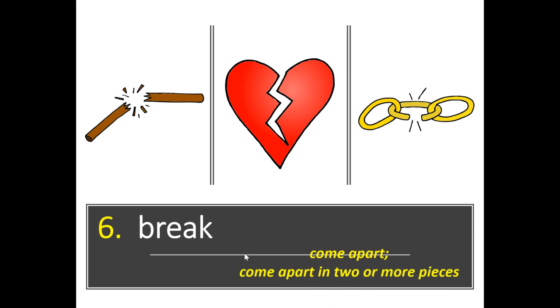Well, in the first picture, I notice something's broken. The stick broke. In the second picture, it's a broken heart. In the third picture, it looks like a chain broke. So how are these pictures all the same or similar? They all show broke or break. Break, B-R-E-A-K, break.